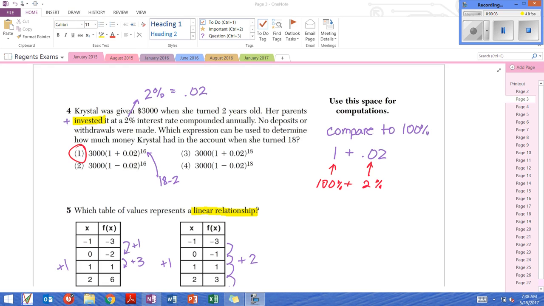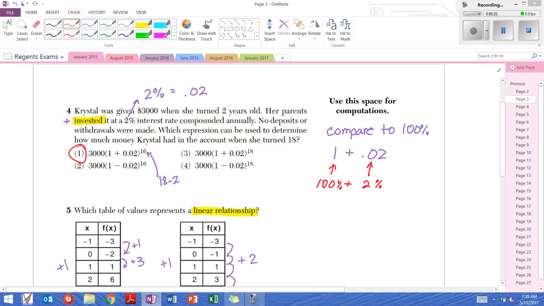In question number 4, the first thing that you should recognize is that this is an exponential equation, or an exponential model anyways. If you look at all of the answer choices, they have the exponent right up here. Therefore, we should know that it's an exponential. We can also see that she's investing, so she's going to be making money.